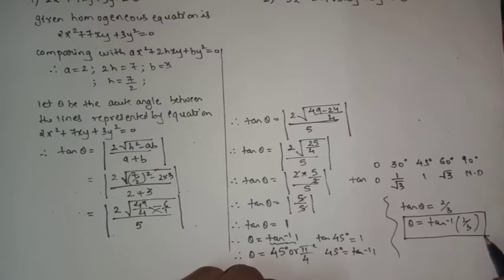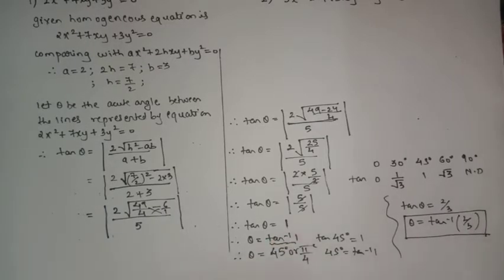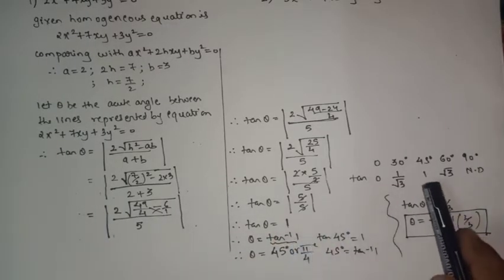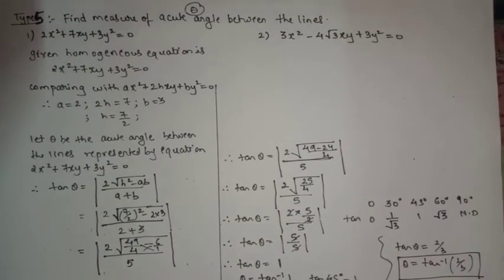So the final answer will be in this form only, tan inverse 2 by 3. As here we are getting tan inverse 1, so tan inverse 1 is what? 45 degrees, so theta is 45. Understood? Got the point? So in this way you have to present the sum and find the answer of theta. So let's move on to the next.